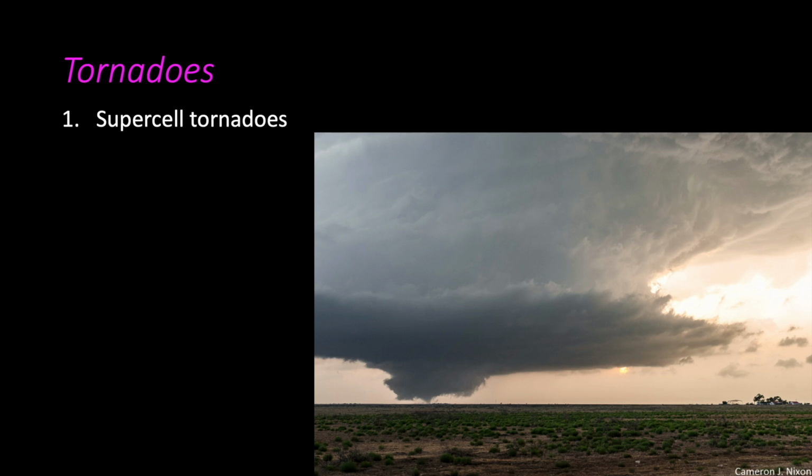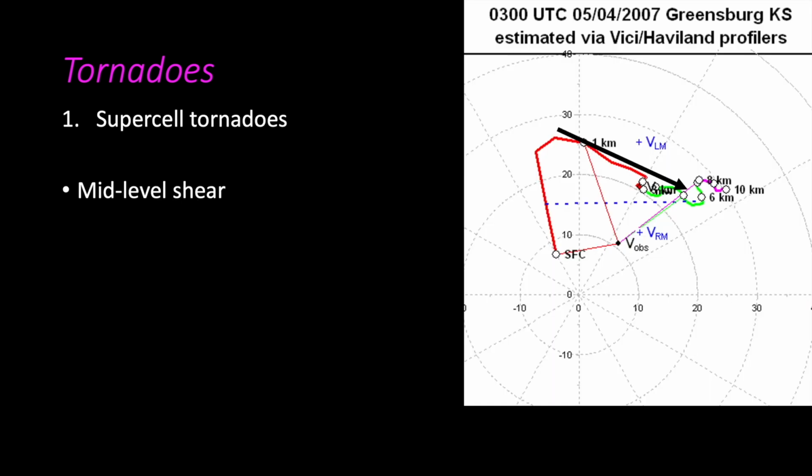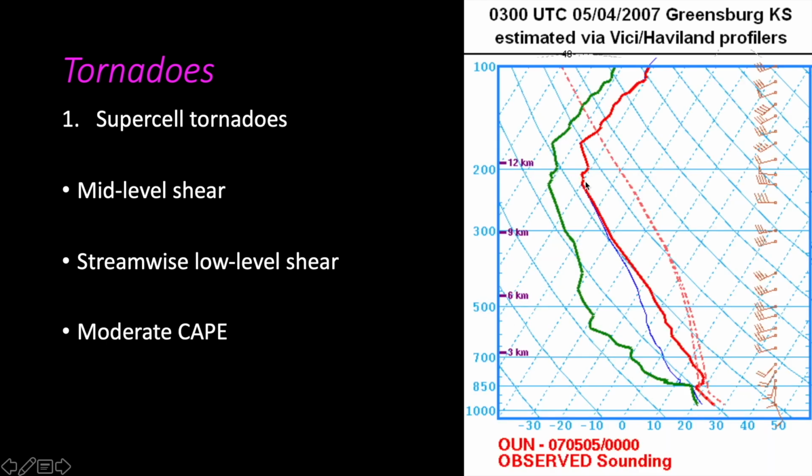Supercell tornadoes are those obviously formed by supercells, and the laundry list of ingredients is such that you've probably most likely heard this before. Needs some shear, needs some low-level shear that's streamwise. Needs a moderate amount of CAPE, and needs some manageable LCLs and LFCs. So this is likely nothing new, and I glossed over this because you can definitely find this in a bunch of other presentations.